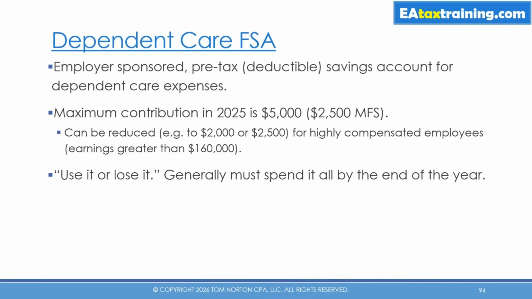Now that can be reduced for certain highly compensated employees. So if they have earnings of greater than $160,000, instead of getting $5,000 as your maximum contribution, that can be reduced to either $2,000 or $2,500, depending on the circumstances. But mainly for the exam, what you want to remember is this $5,000 number. And just like the healthcare FSA, this is a use it or lose it type of account.